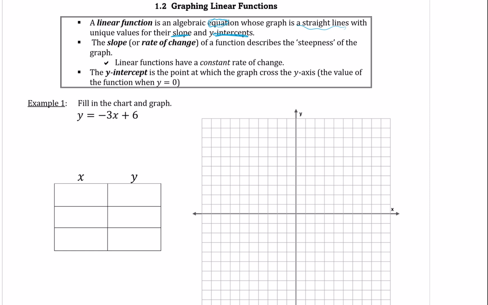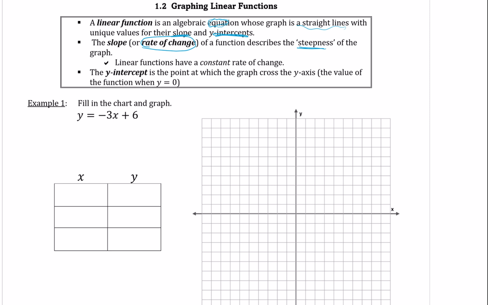So the slope is just your rate of change, and we talk about it being the steepness. A lot of times you'll hear with slope that it's the change in y over the change in x, or rise over run. And the y-intercept is where it crosses or intercepts the y-axis, and that happens when x is 0.